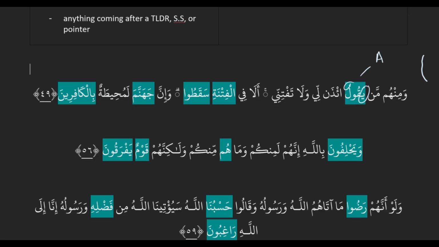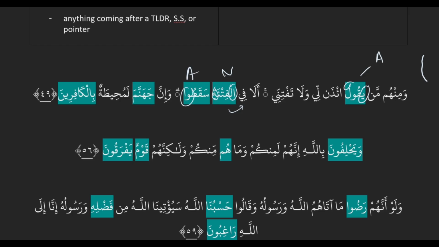Good. Okay, ألا في الفتنة. There are a few hints here. It has al, so that tells us it's a noun. Also it has ta marbuta, which tells us it's a noun. Also it's coming after fi, which is a TLDR word. So there are three things telling us this is a noun. Definitely a noun. Okay, سقطوا. Saqatu, that's the waw and alif, a past tense indicator, so that's definitely an action.